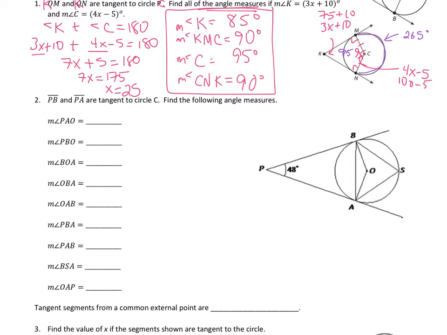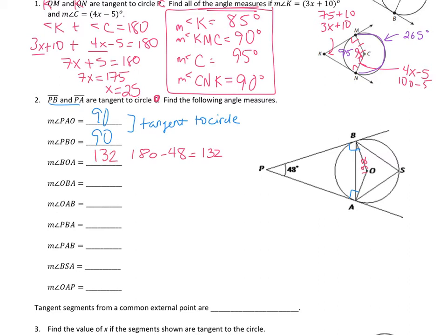But remember up here it says the PB and PA are going to be tangent to our circle. And those are a couple of the measures. So PAO is 90 degrees and PBO is also 90 degrees. So that's what we've got so far. Next up is BOA, and that's our central angle right here. So if we know that this is 48, we can take 180 minus the 48, and that'll give us our angle O. When we take 180 minus 48, we get 132 degrees.